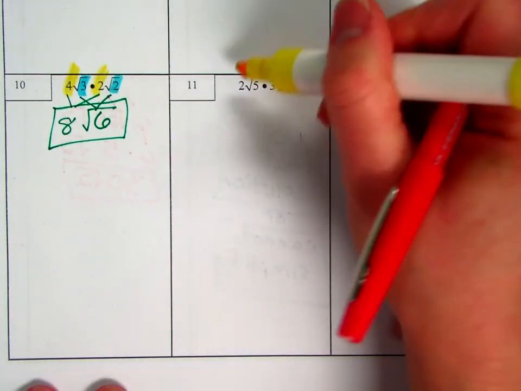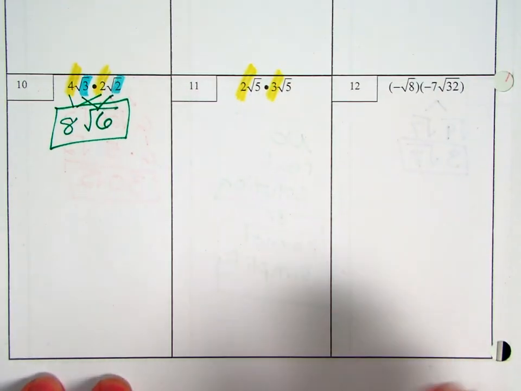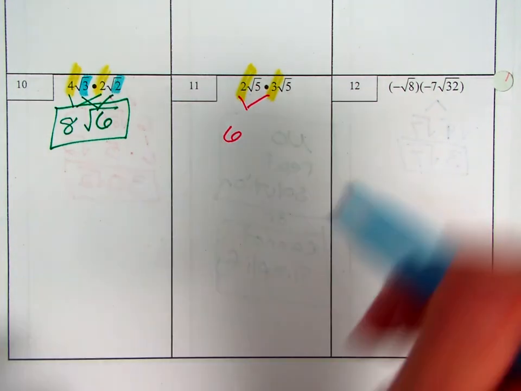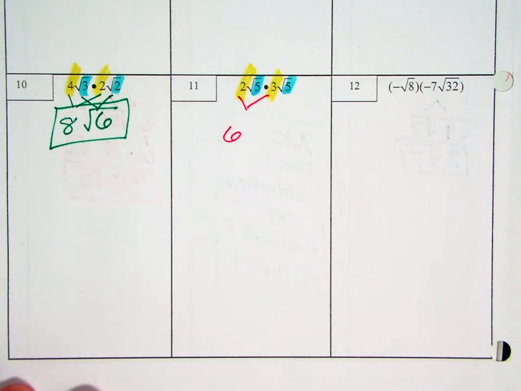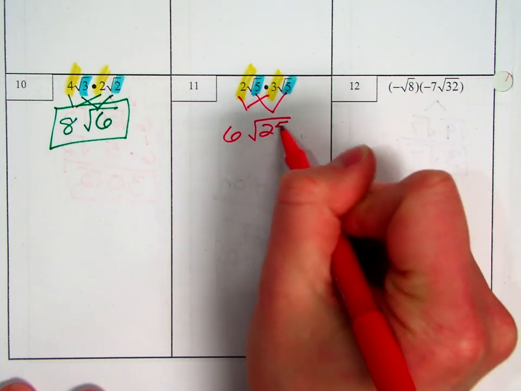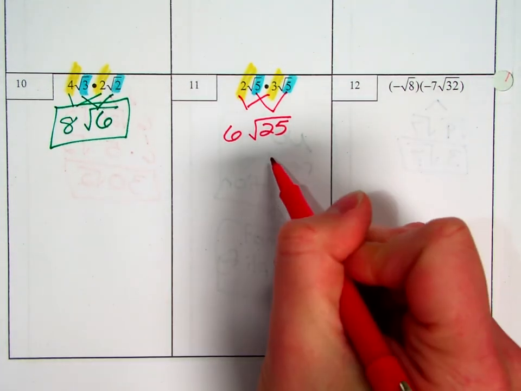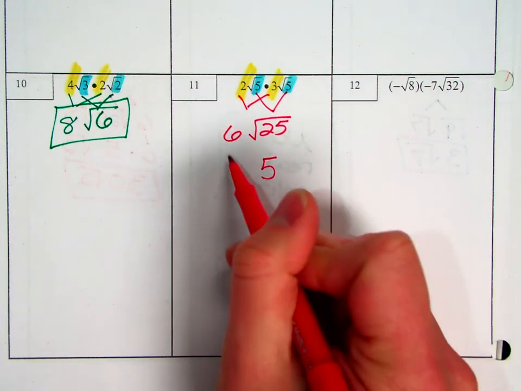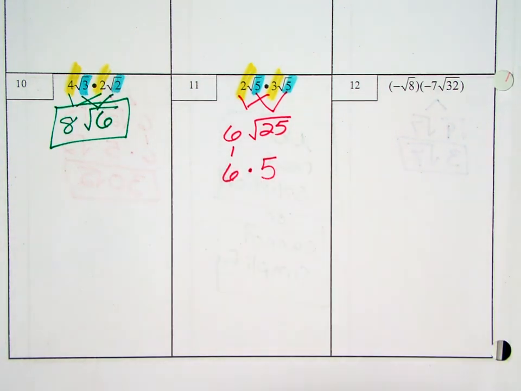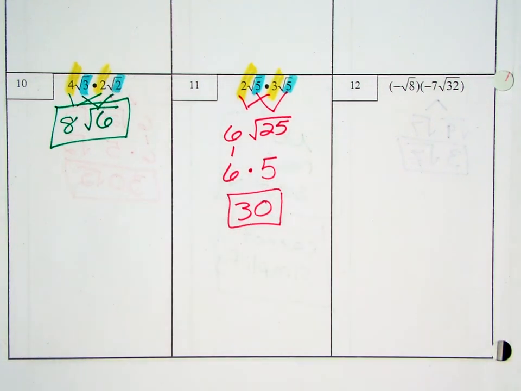Number 11. Again, there are 2 numbers outside the radical, so we're going to multiply those 2 together first. 2 times 3 would give me 6. Then we're going to take the numbers that are in the radical and multiply those together. So 5 times 5 is 25. Again, we try to simplify if we can, and since 25 is a perfect square, I can take the square root of 25 to get 5, bring down the 6 out front. Since there's nothing between them, it means multiplication, and 6 times 5 is 30.